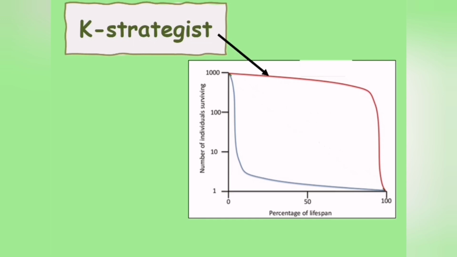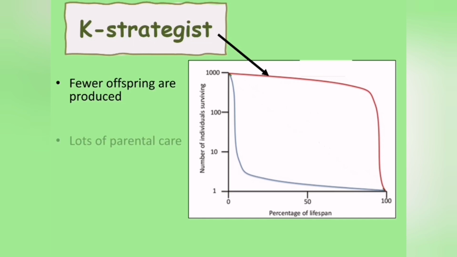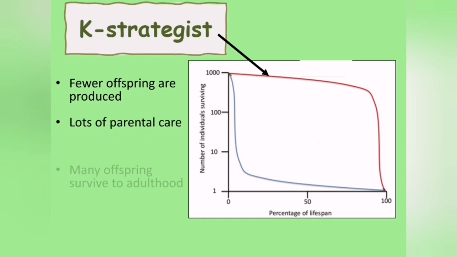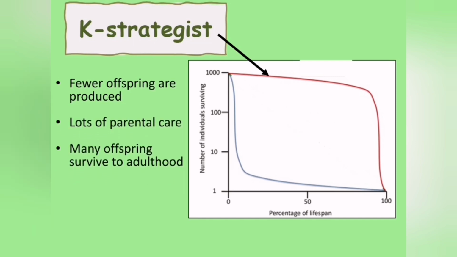The K strategist here is represented by the red line, and in this case you can see there's fewer offspring born, but they live longer. Most of them actually survive. This is why for the K strategist, the line is actually a straight line, and it only drops right at the end after a long period of time, which means fewer offspring are produced. As we said, there is a lot of parental care, which means most of the offspring are actually going to survive all the way into old age, and they only start dying off when they're old.